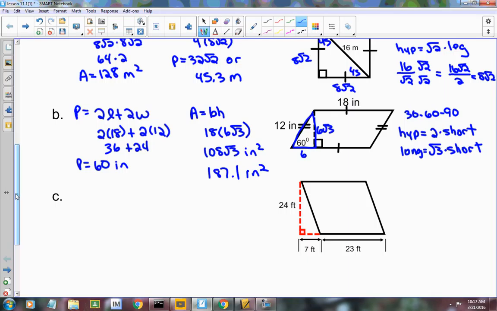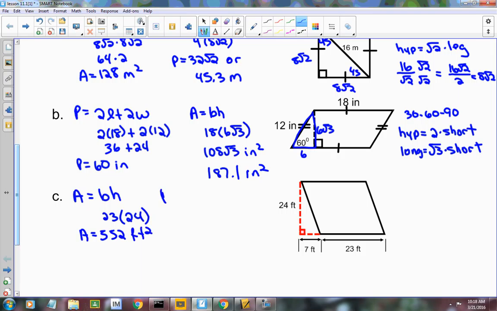Okay, here's another one. This is another parallelogram. This one, area is easy to find because I have my base and my height. What are my base and my height? 23 is my base and 24 is my height, right? Even though I had extended the base, you do not include that as part of your base. You just had to extend it so that you could drop the height. So your base is 23 and your height is 24. And so that gives me 552 feet squared for my area.